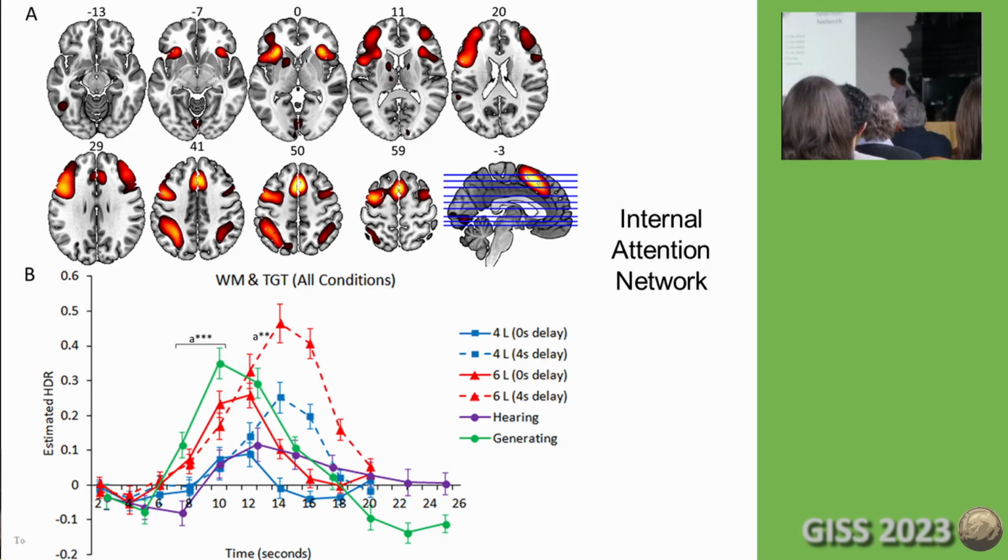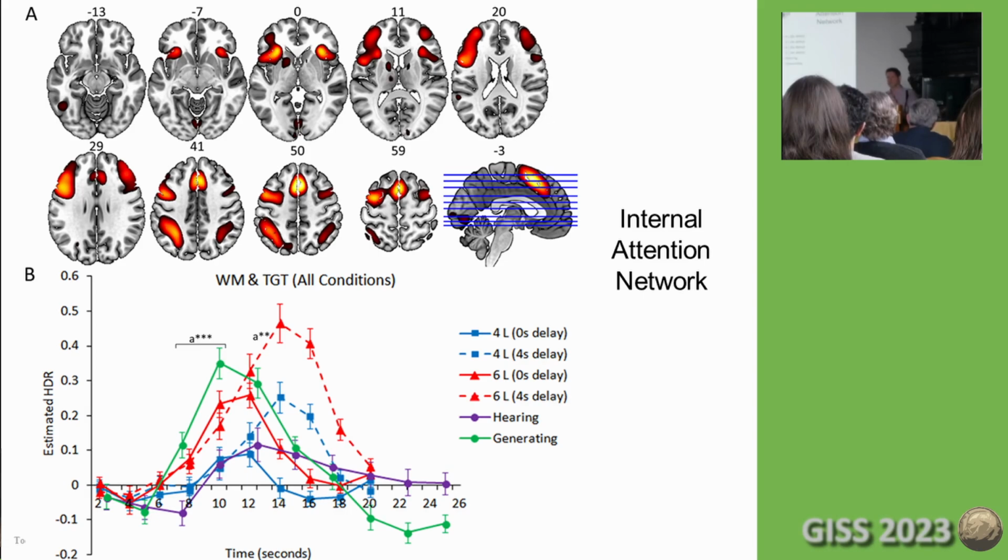And this is volitional attention to internal representation. This was the one that I talked about that started later and has very, very high activity for 6 letters and 4-second delay, relative to 6 letters and no delay, or 4 letters and 4-second delay. But so we have hearing and generating. Generating is thinking silently to yourself. Hearing is actually hearing a sound file play.